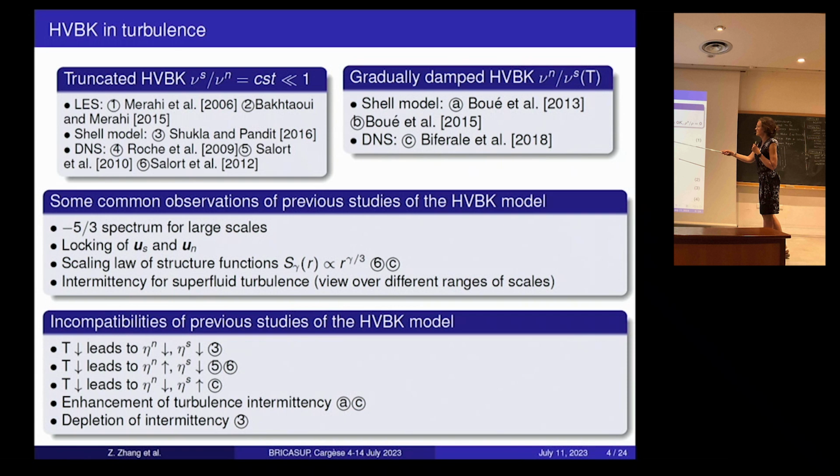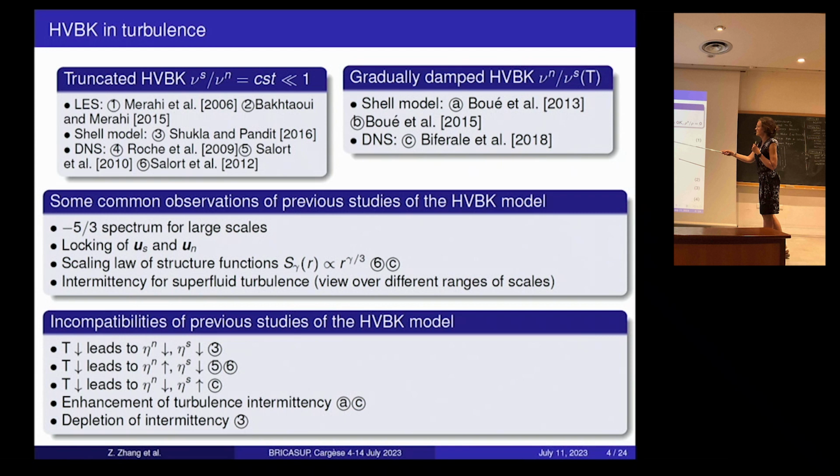So some references are mentioned here, but as I have said earlier, in the full paper you have all papers that we are aware of. And here are some of the people that worked with this kind of truncated HVBK model, so that ratio of the viscosity constant. A common observation of all previous studies for the HVBK model, that everybody sees over a more or less wide range of scales, k to the minus 5/3 for large scales or intermediate wave numbers.